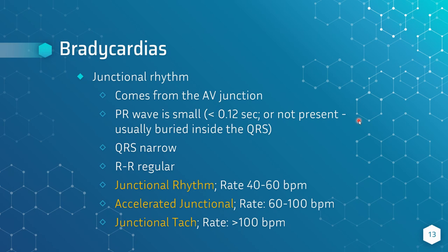And so it's the same thing as sinus. It's just that the PR interval is non-existent or very small. Everything else that we looked at from the sinus rhythm is going to be the same. And then, depending on the rate, you'll also get into more specifics of how to term things: junctional rhythm, accelerated junctional, and then junctional tach.